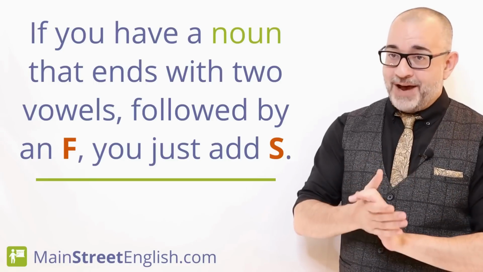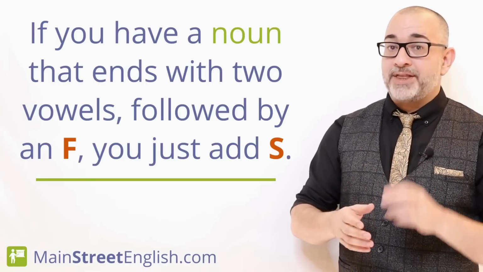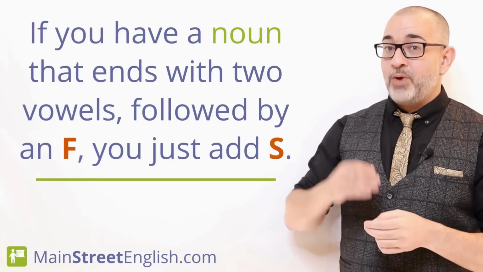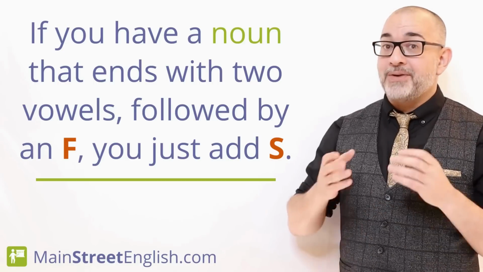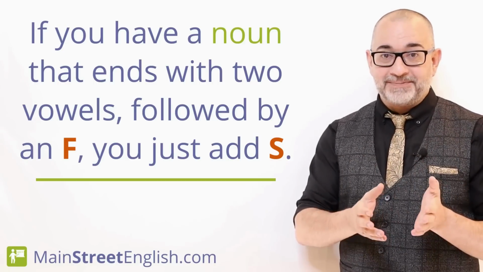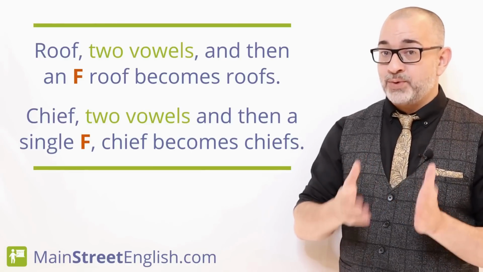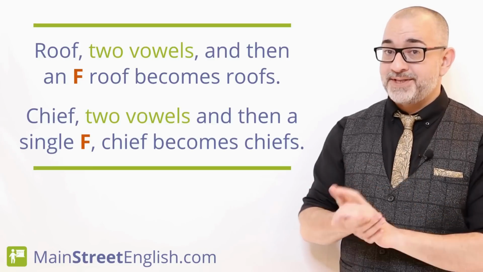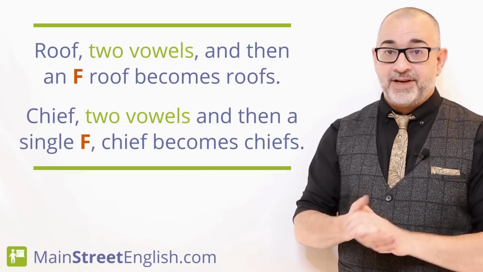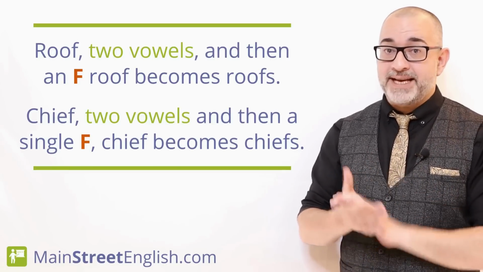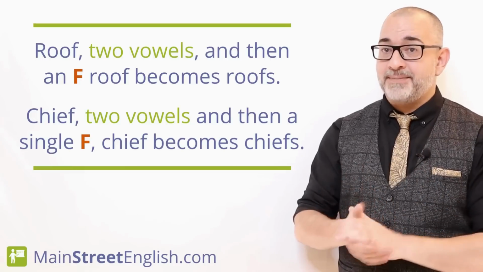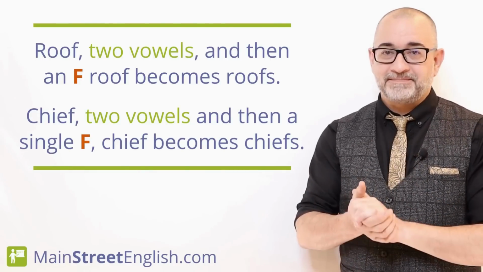If you have a noun that ends with two vowels followed by an F, you just add S. So roof, two vowels and then an F, roof becomes roofs. Chief, two vowels and then a single F, chief becomes chiefs.